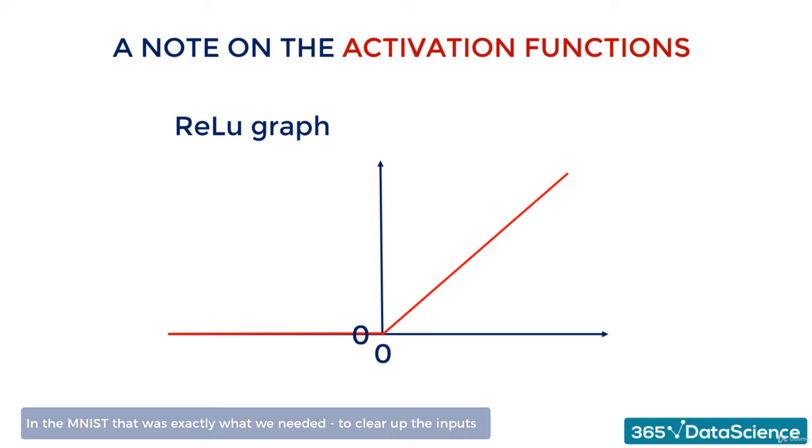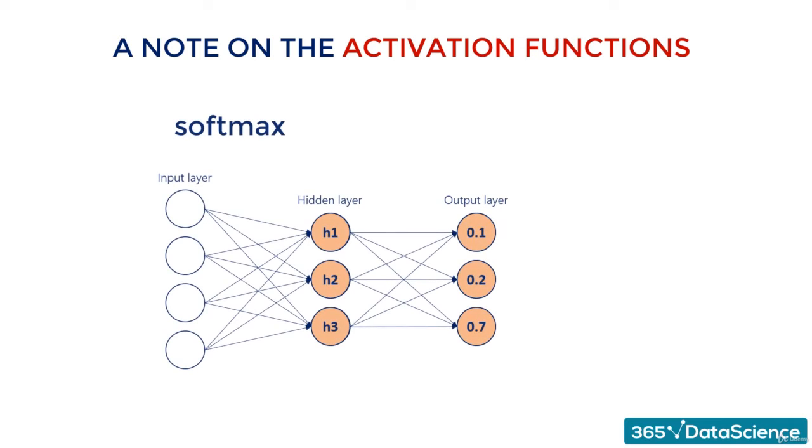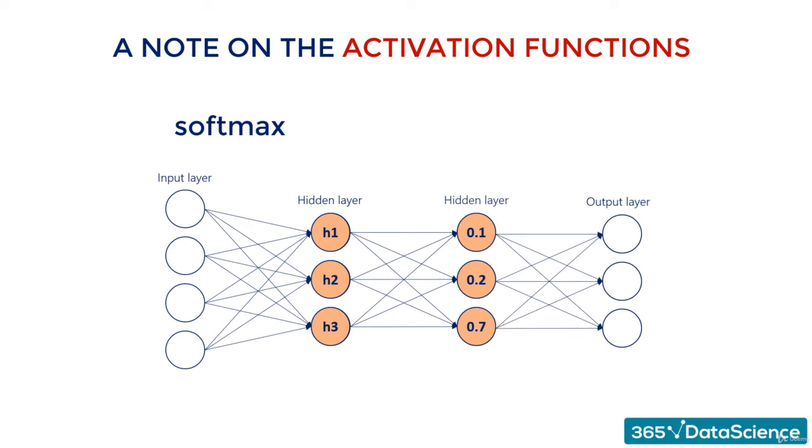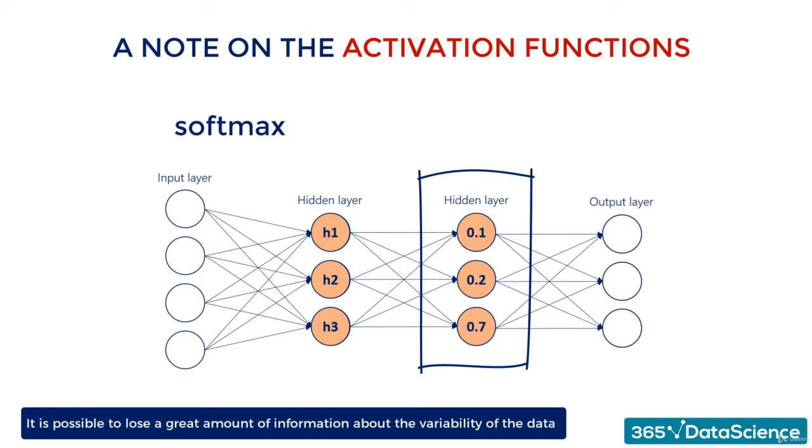What about the softmax? Quite often, the softmax is the activation function for the output layer, but we don't want to include it in the hidden layers before that. That's because it would scale all inputs in the previous layer to probabilities. Moreover, it would do so relative to the other inputs rather than independently. It is possible to lose a great amount of information about the variability of the data. Thus, you must be careful with it.